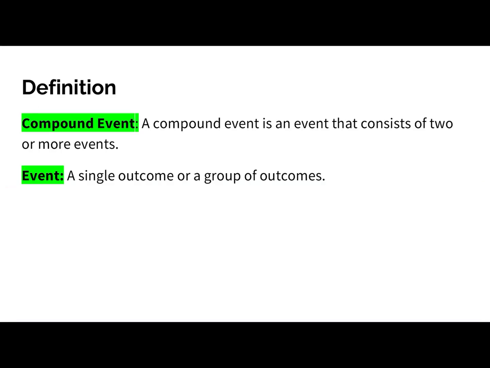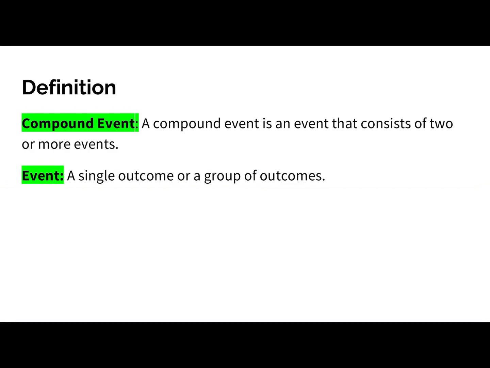Hi class, today we're going over lesson 7.5, determining the outcomes of compound events. So for starters, let's talk about what a compound event is. A compound event is an event that consists of two or more events. And I also wanted to remind you of your definition of an event. An event is a single outcome or a group of outcomes.